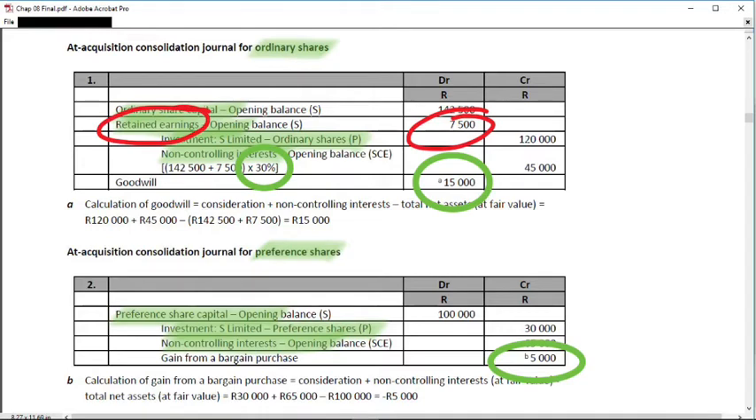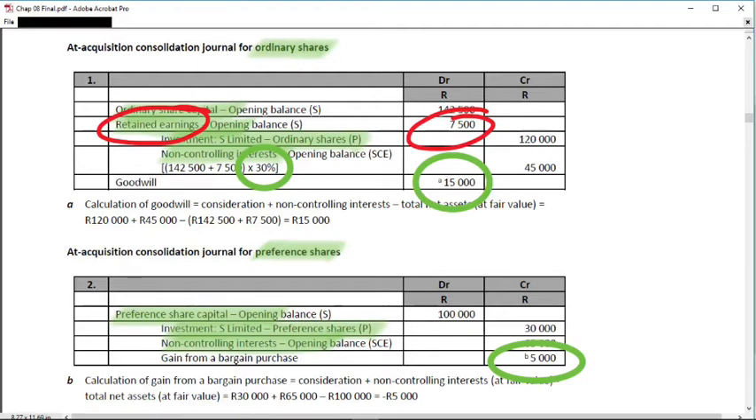But if you remember back to the introduction videos on chapter 8, I said that you cannot have a goodwill and a gain from bargain purchase in one group. This is a single economic entity. It's one business combination. You either have goodwill or you have a gain from bargain purchase. You can't have both. But now in the ordinary share elimination, we ended up with goodwill, and in the preference share elimination, we ended up with a gain.